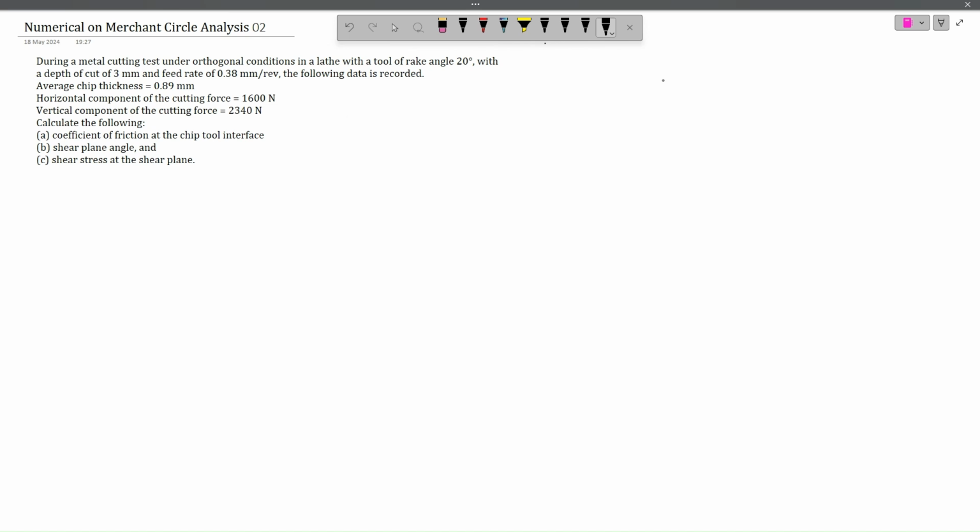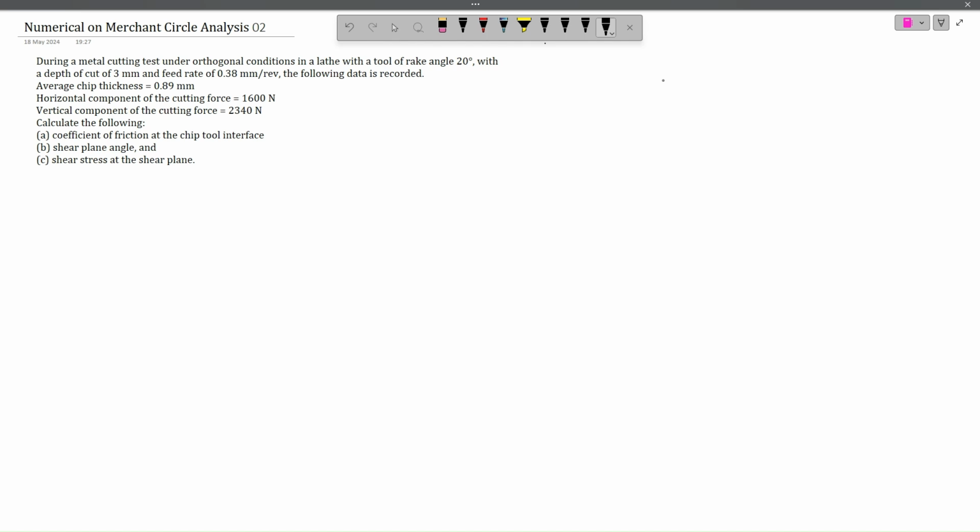recorded. The average chip thickness is 0.89 mm and the horizontal component of the cutting force, which is also the cutting force, that is Fc, is 1600 Newton, and the vertical component of the cutting force, which is the thrust force, is equal to 2340 Newtons. So we need to calculate the coefficient of friction at the tool chip interface and also the shear plane angle and the shear stress at the shear plane.